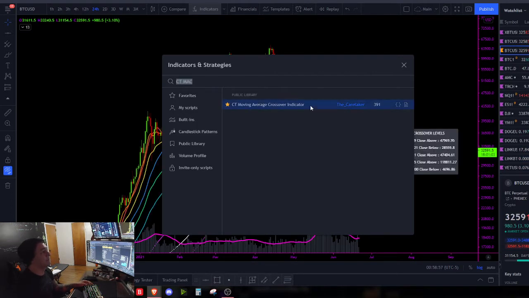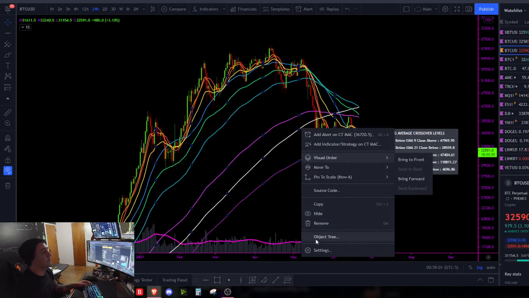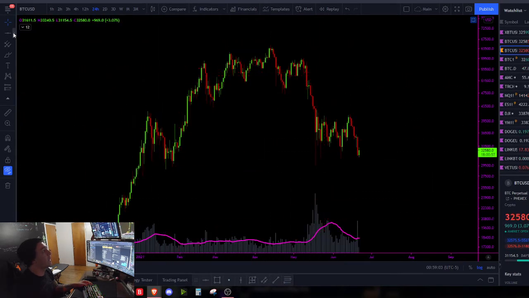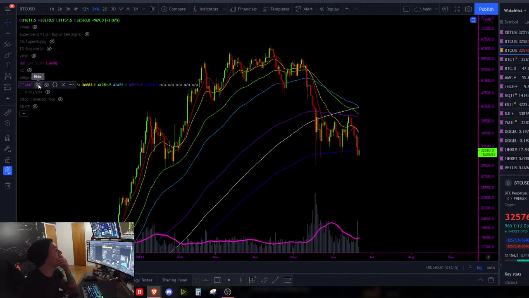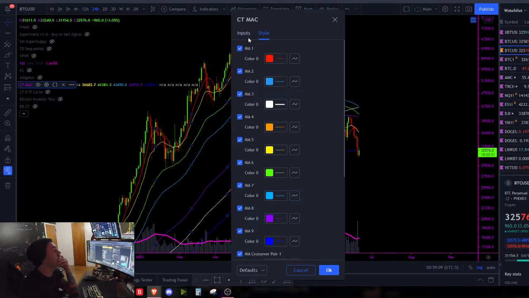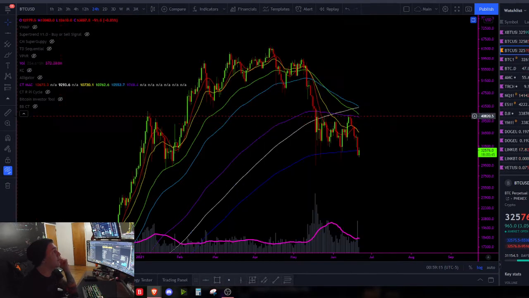Okay. No, that is not it. Huh. Which one is it? CT MAC. Oh, yeah, that is it. That is it. Yeah, that's definitely it. It just looks a little different when you pull it up, but that's definitely the correct one.